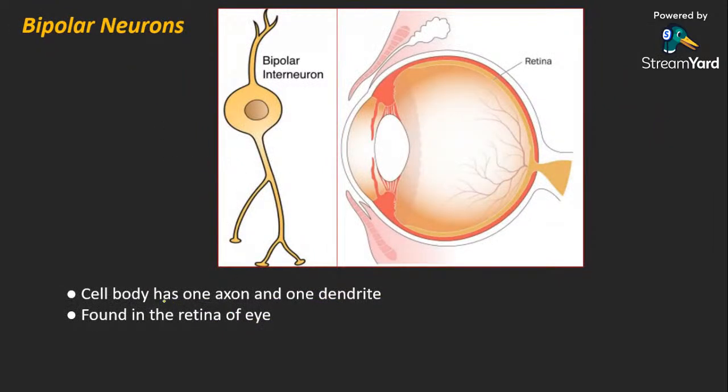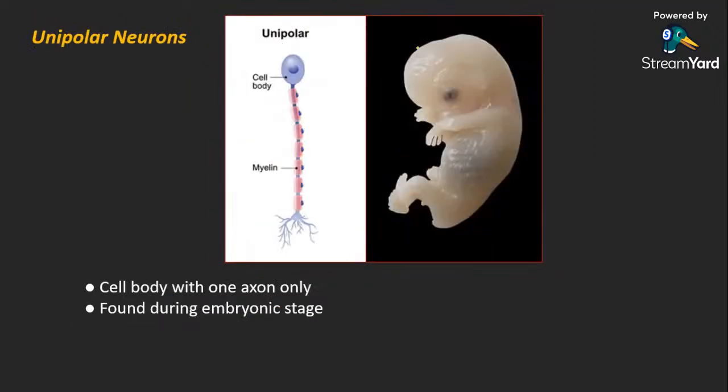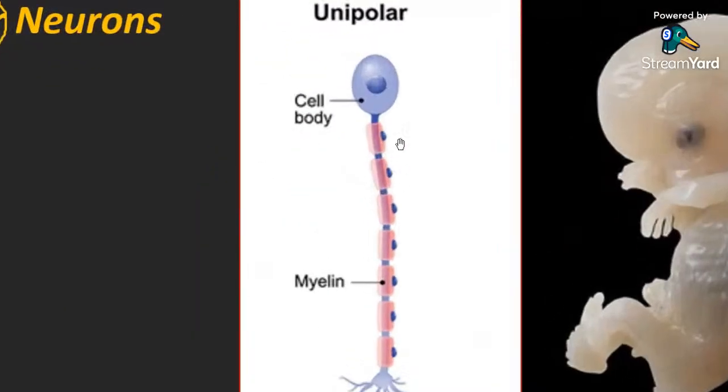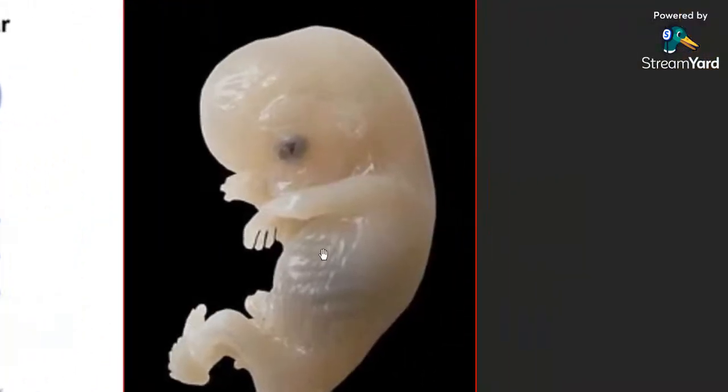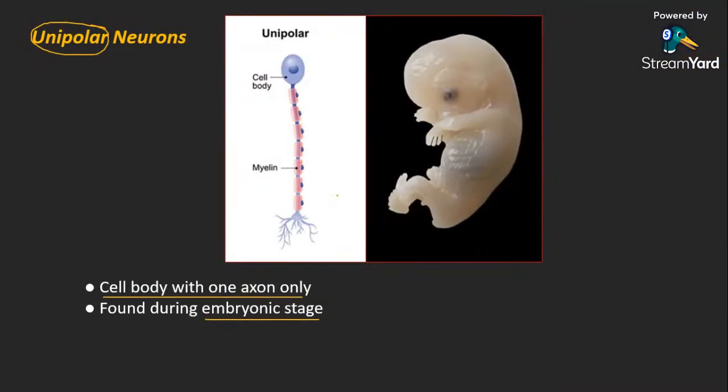Bipolar neuron means it has one axon and one dendrite. It is found in the retina of the eye. Next you will have, this is the exact diagram, unipolar neuron. It means cell body followed by one axon. They are found in the embryonic stage. So unipolar neuron, one cell body plus one axon, will be found in the embryonic stage.